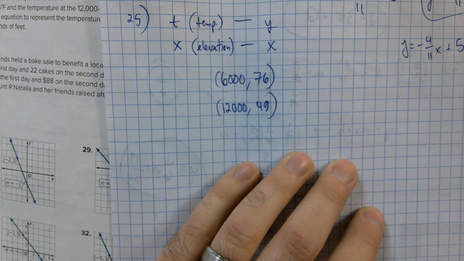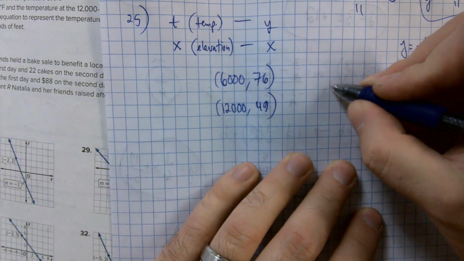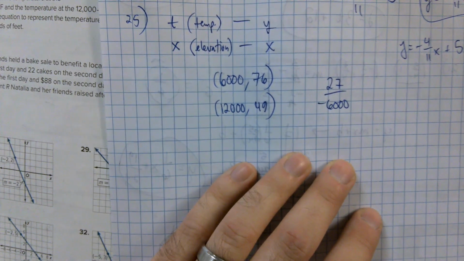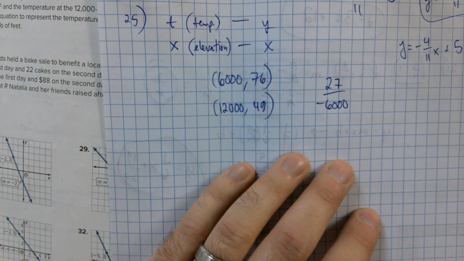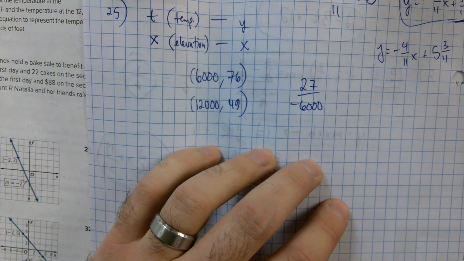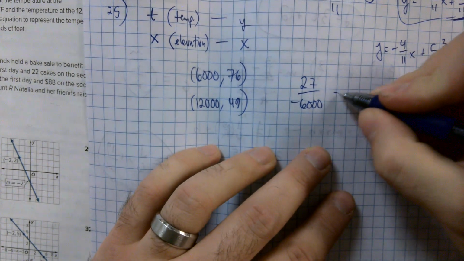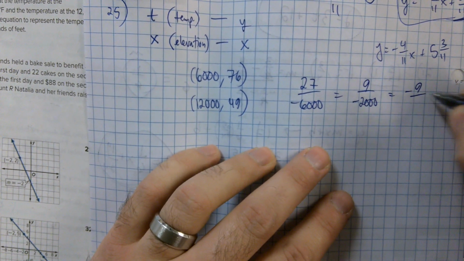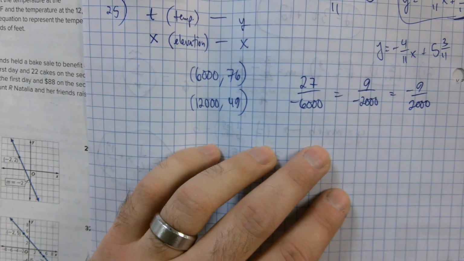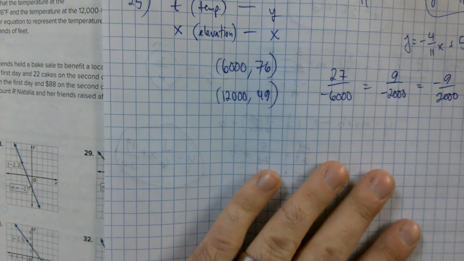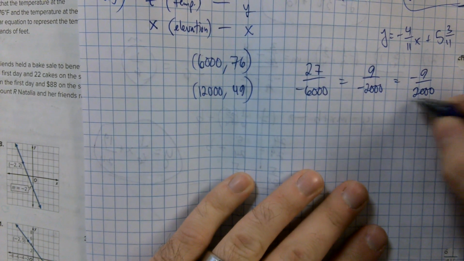So for my slope formula, 76 minus 49 is what? 27? Yep. 27 over negative 6,000. So we cancel out a 3. What is that? 9 over 2,000? Yeah, so negative 9 over 2,000. I can't simplify that anymore, I don't think. Okay, that's my m.